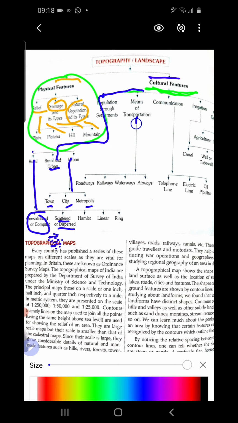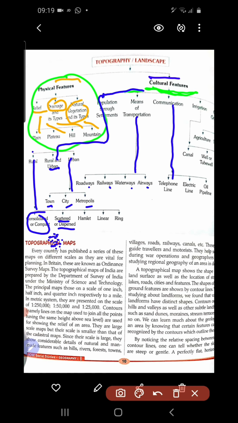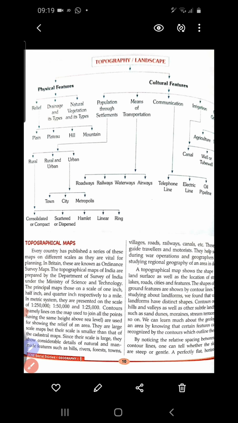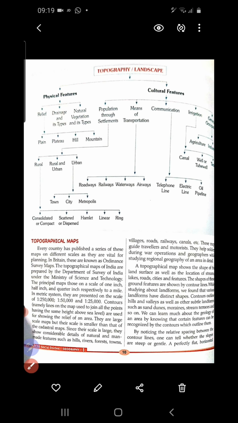Then you can also find the means of transport like roadways, railways, waterways, airways. All these things can be made out from the topographical map. Understood? So these are all the cultural features or man-made features which are found in the topographical map. Then communication: telephone line, electric line, oil or pipeline, all these.